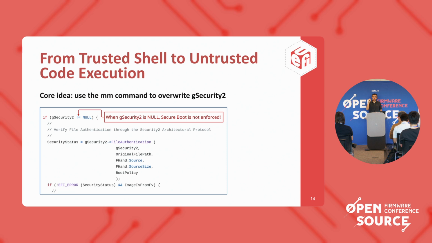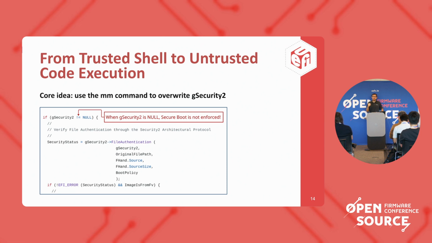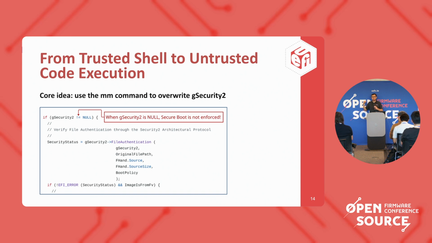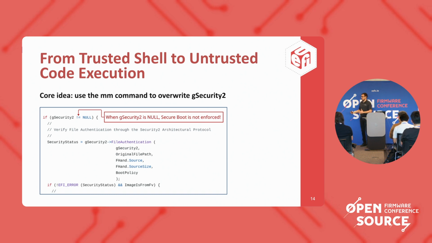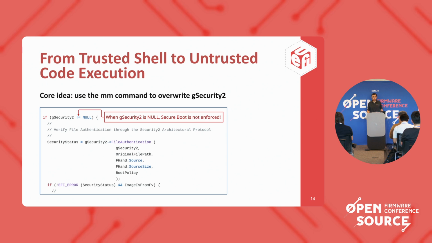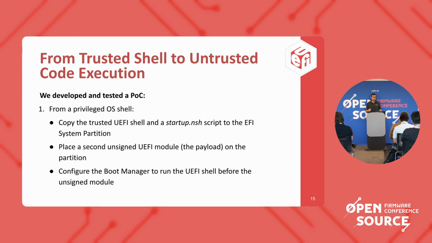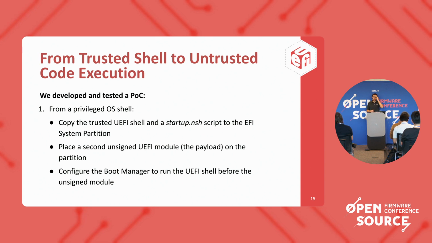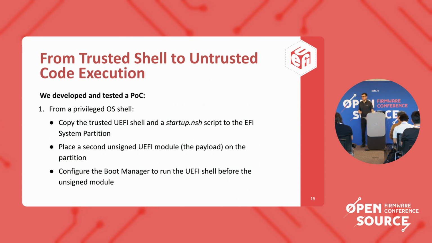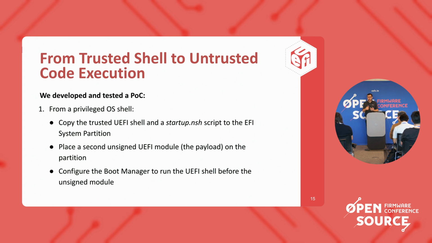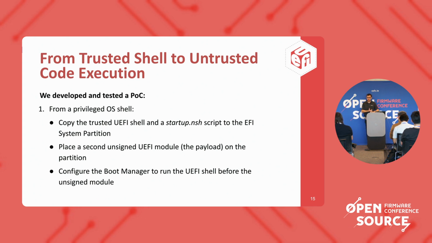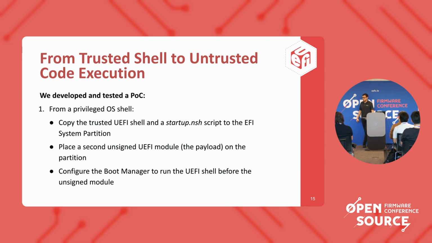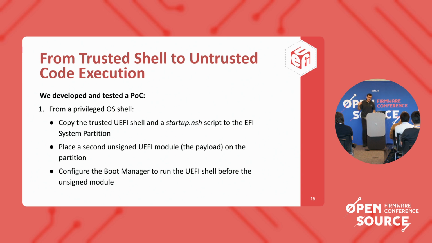So by simply writing a 0 at gSecurity2, secure boot will basically be disabled because we won't call the file authentication on any module that we try to load. And with this core idea, we developed a proof of concept, which looks roughly like this. From a privileged operating system shell, we copy the signed UEFI shell and the startup.nsh script onto the ESP. Then we place a second module, which is what we call the malicious payload, on the same partition.